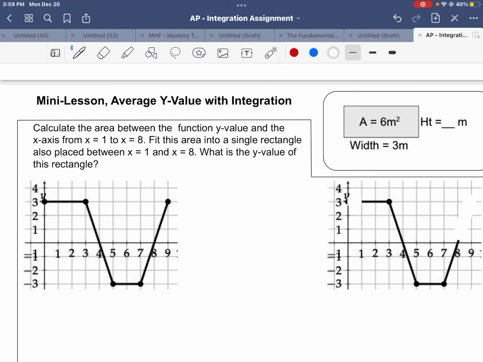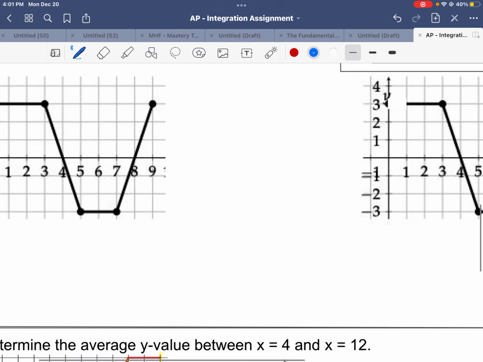If you look at something like this, the y value all along there is 3, and then it goes to 0, and then it goes down to -3, and then it goes across at -3, and then the y value climbs back up in a linear way up to y equals 3. What we need to be able to figure out is what's the average y value. Now, a lot of folks would say, oh, well, it's easy to do.